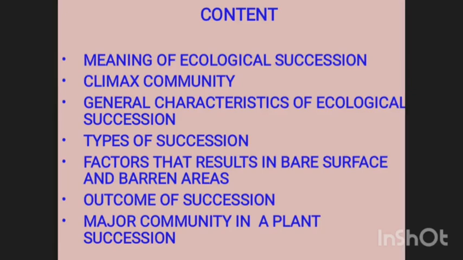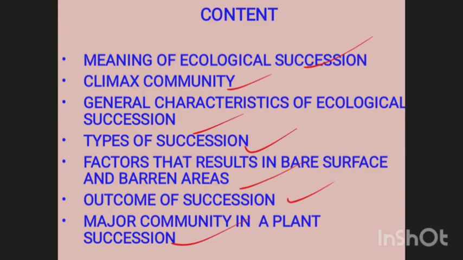First, we're looking at the meaning of ecological succession. We're looking at climax community. We also discuss the general characteristics of ecological succession. We're looking at types of succession. Also, we're looking at factors that result in bare surface and barren land, or barren areas rather. Also, we're looking at the outcome of succession. Then we're looking at major communities in plant succession.